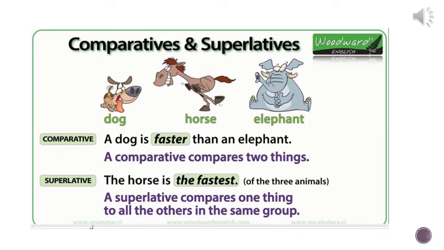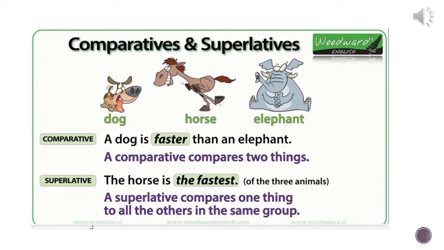Okay, now we are going to review the comparatives and superlatives. Remember, this is another topic that we have been studying in different courses, so here we are going to make a short review. Comparatives and superlatives. Remember, in a comparative, we compare one thing or one person with another thing or another person. For example, a dog is faster than an elephant. So I'm comparing the dog and the elephant. So a comparative compares two things.